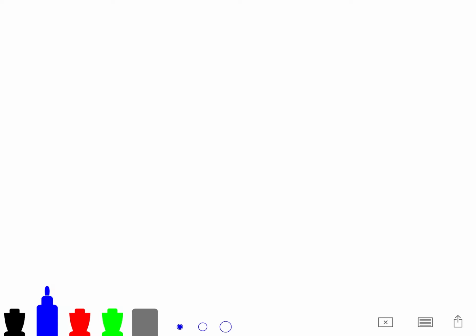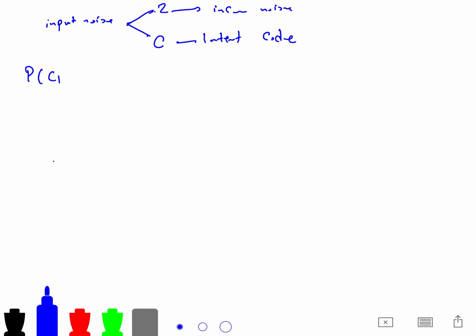So we decompose the input noise to Z, which is the source of incompressible noise. But we have a C as well. This is the latent code that will target salient structure, semantic features of the data distribution that I told you. P of C1, C2, up to CL, so we have L latent codes, is the product over I from 1 to L of P of C of I.